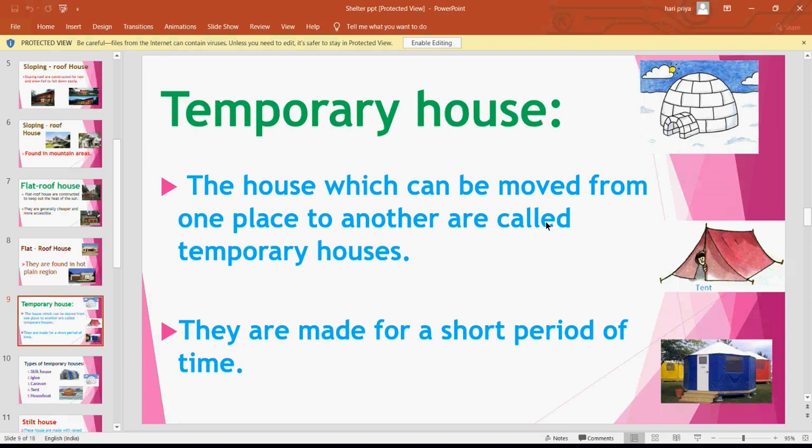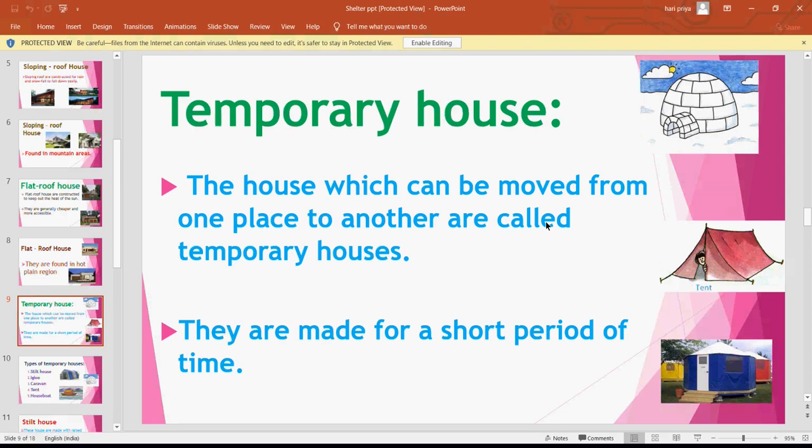So we are calling it a permanent house. Okay, you are staying in a permanent house. But in this case, they are telling that the temporary house can move from one place to another. Okay, so that's why we are calling it temporary house. As they are not strong, we can easily take it from one place to another. So this is the first point about temporary houses.